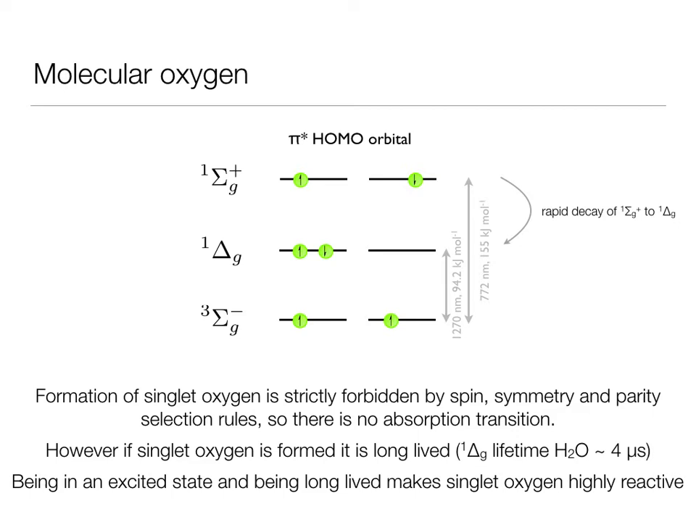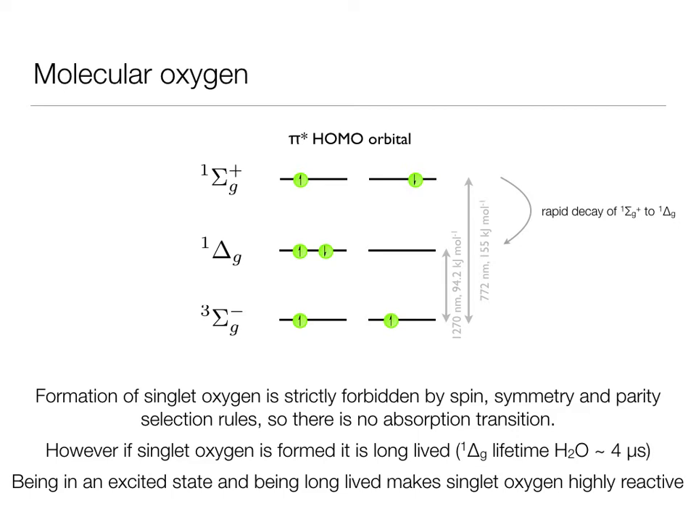If for whatever reason I generate that 1 sigma G plus set, that highest energy set, it will rapidly decay to that 1 delta G set. So it will stay as a singlet form, but it will rapidly decay to that 1 delta G. And that 1 delta G set has quite a long lifetime associated with it. In water, somewhere around 4 microseconds. In D2O, it's even longer, 62 microseconds.